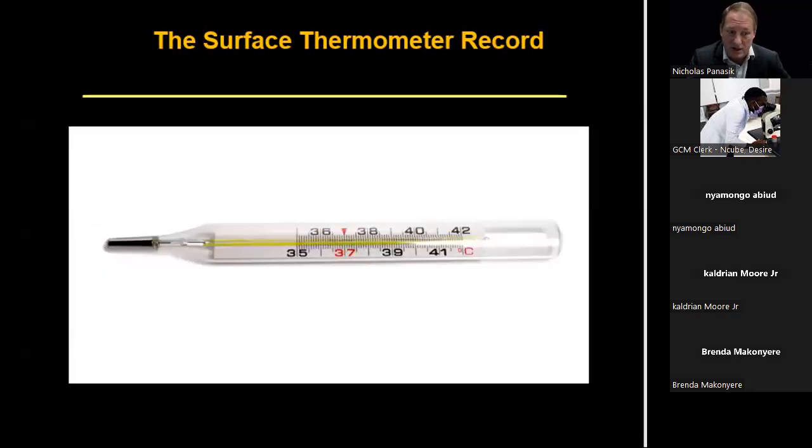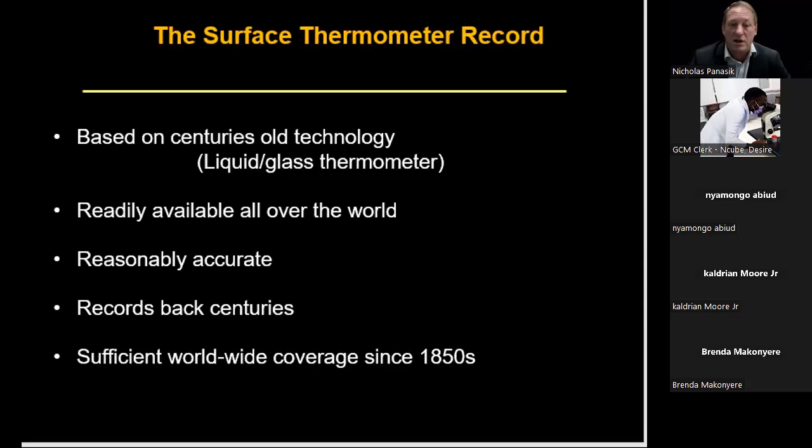Okay. So let's start with the surface thermometer record. Everybody knows what one of these is, and that's kind of the point. This is based on centuries-old technology, the liquid glass thermometer. Everybody knows how to use one. They've been in use for centuries, they're readily available all over the world, and they're very accurate. People have been measuring temperature and writing it down for centuries and centuries, and we've had probably sufficient coverage across the world since the 1850s.